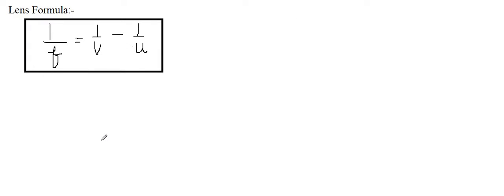Now the next topic is the lens formula. The lens formula is the relation between focal length, image distance and object distance. So the lens formula is 1 by focal length is equal to 1 upon image distance minus 1 upon object distance. In our syllabus there is no derivation for this formula, and it is useful for calculating focal length if we know the values of image distance and object distance.